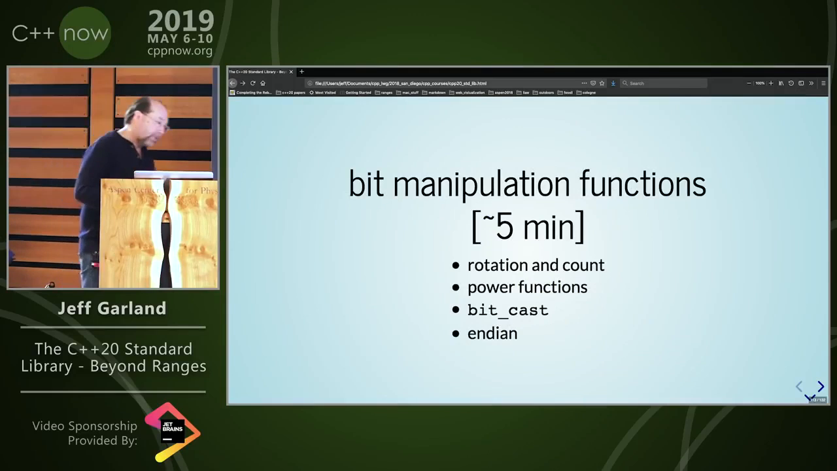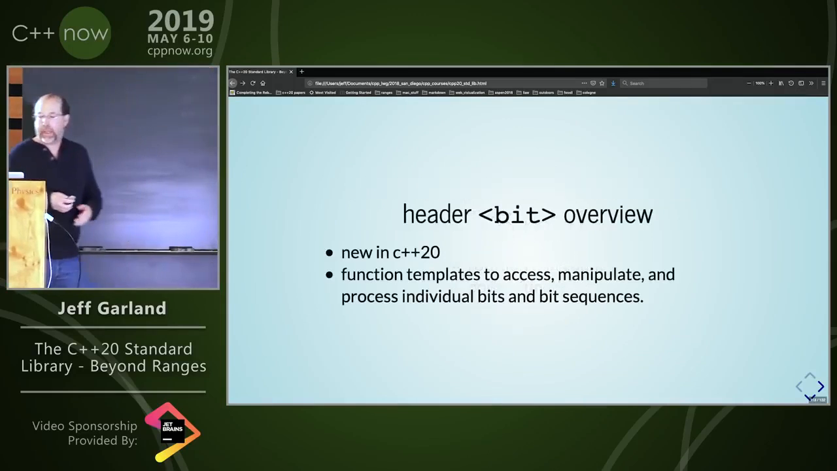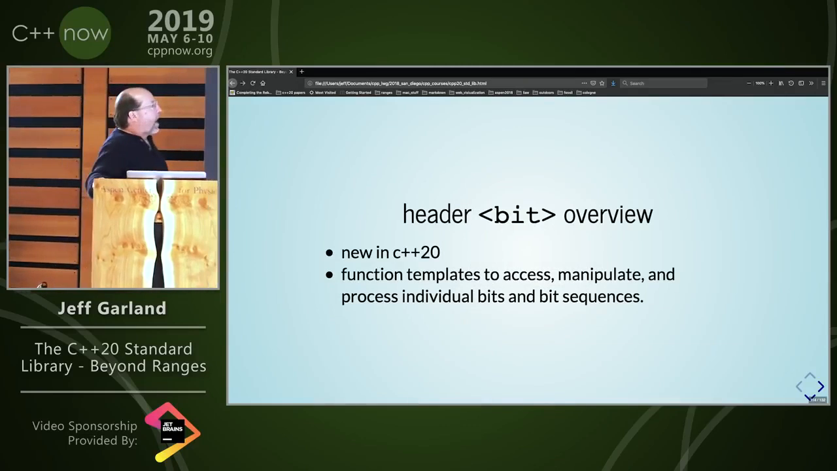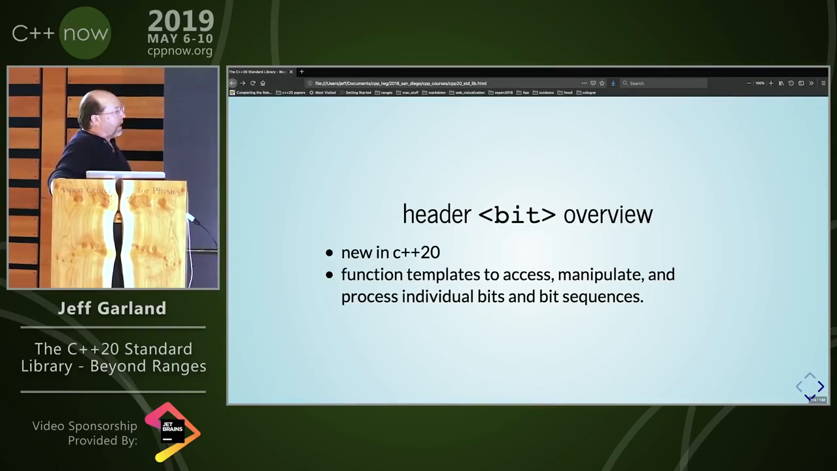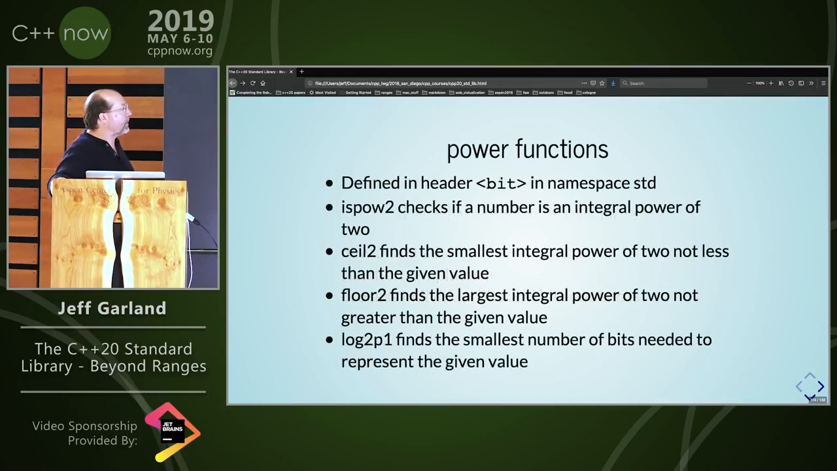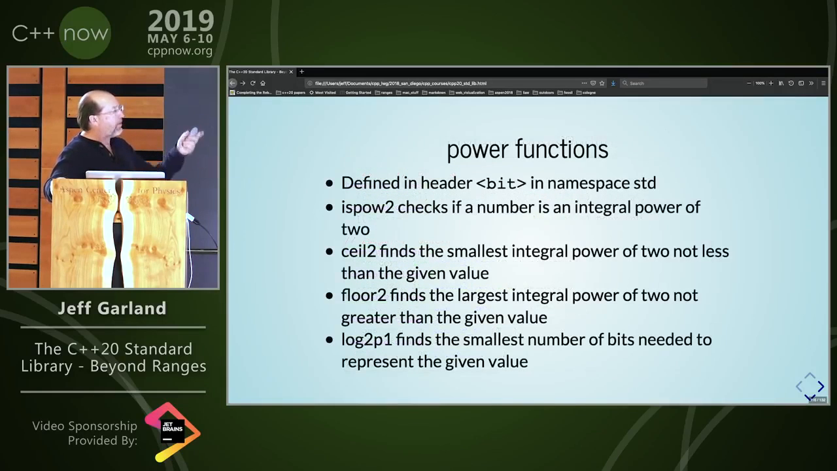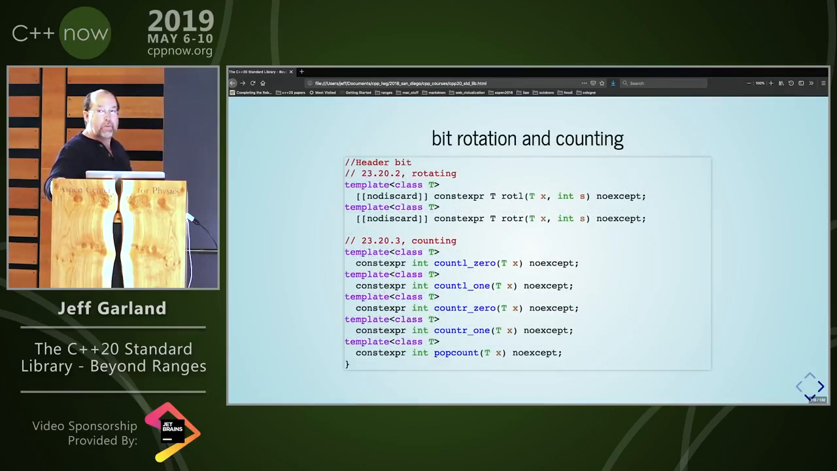Okay, bit manipulation. Let's see. I got 12 minutes. And so I think I'm going to just go super fast. There's a new bit header in C++20, and it has a number of different low-level functions that will be useful for some group of people. There's power functions. I'm not going to go through them. You can go look at the paper and read it. There's rotate functions, counting functions. These are actually not in. The power functions are in the working paper. These functions are not in the working paper yet. I don't think there's going to be any issue getting them in.